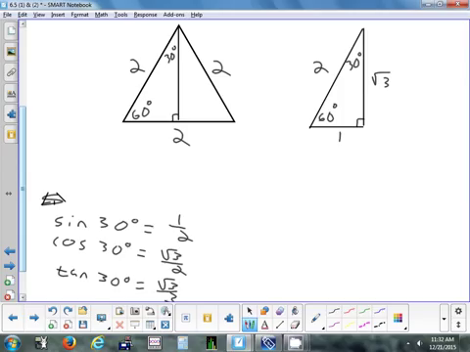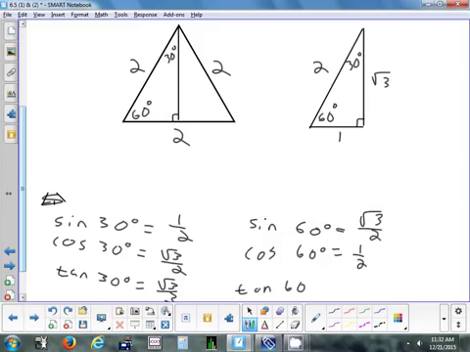All right, so let's do it for 60. What's the sine of 60? That's square root 3 over 2. What about cosine of 60? A half. And tangent of 60? It would be, so the tangent is opposite over adjacent. Remember, that's our point of reference now. So square root of 3.